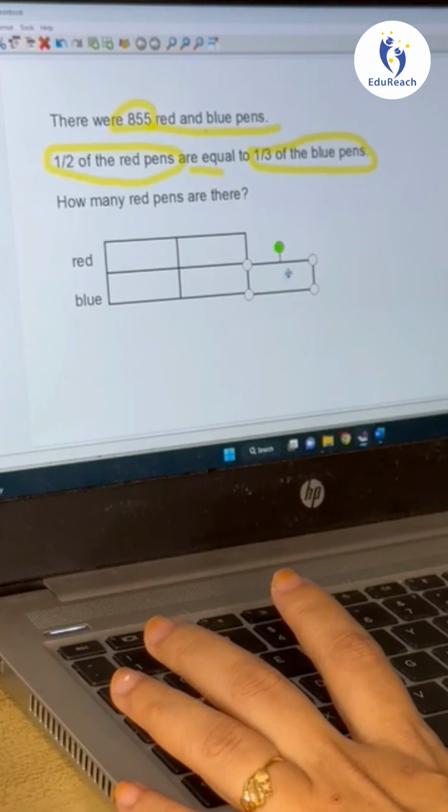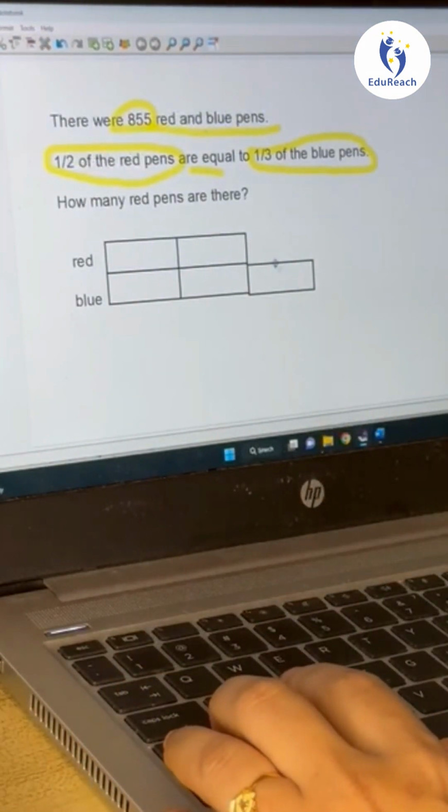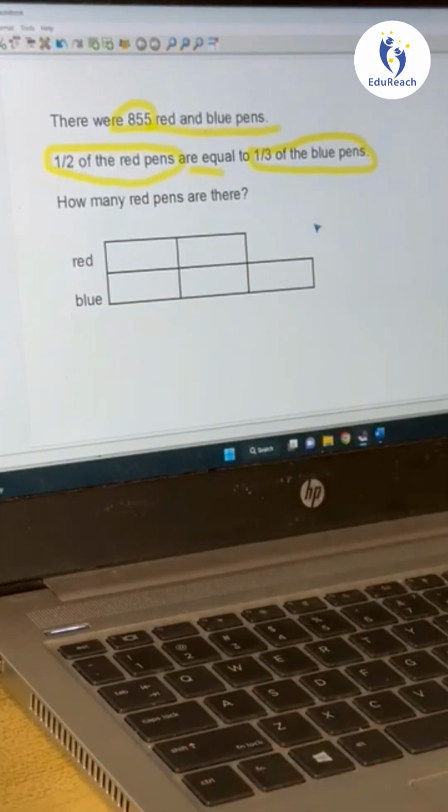Because let's now read back the question, okay? Read it back to make sure we are on the same wavelength as the question. So there's 855 red and blue pens in total. Half of the red pens is equal to 1/3. So we are correct because this is half and half. You see, look at this. This is half and half becoming together, and this is 1/3, 1/3, 1/3 becoming one whole.